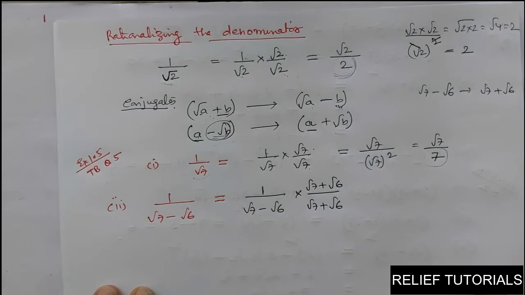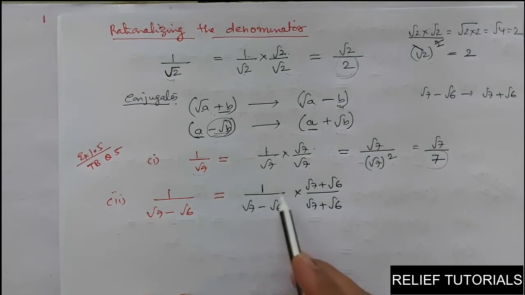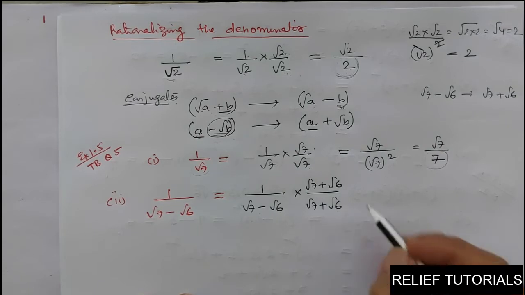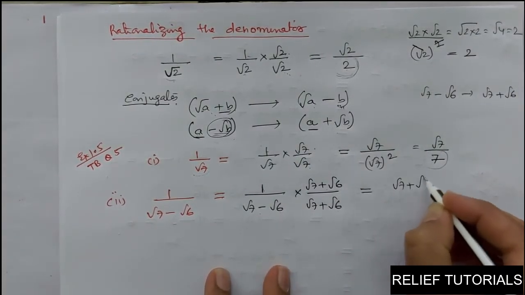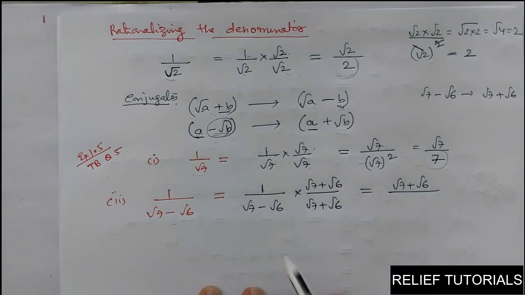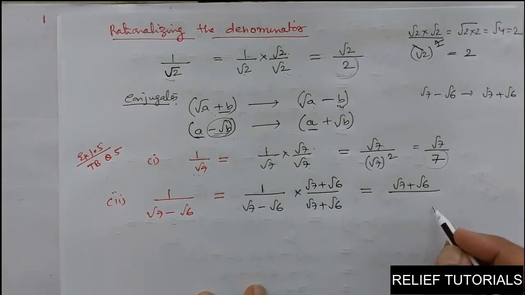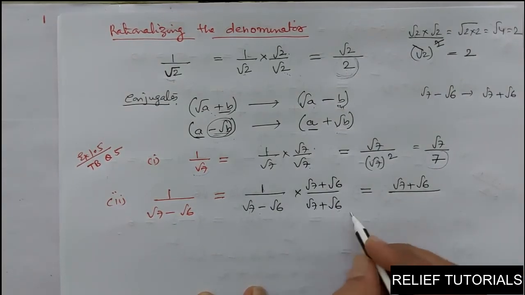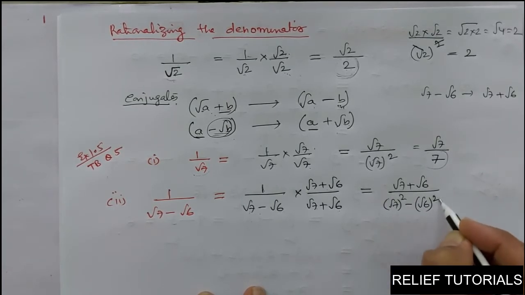What have you done? You have multiplied numerator and denominator by the conjugate of the denominator. So the conjugate of root 7 minus root 6 is root 7 plus root 6. Now what will you get? 1 into root 7 plus root 6, so root 7 plus root 6 upon... Now see, a minus b and a plus b. So there is no need of writing this step; you can write directly also. So a minus b, a plus b.